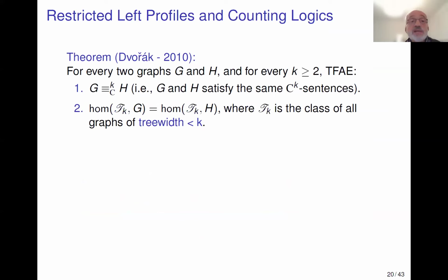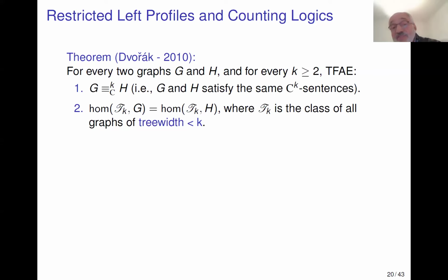to state this beautiful result by Dvořák in 2010, who saw that two graphs satisfy the same C^k sentences if they have the same homomorphism profile with respect to the class of all graphs of tree width less than k. I think this is a very beautiful result because it makes a totally unexpected connection between counting logic, or by Cai-Fürer-Immerman, the Weisfeiler-Lehman algorithm, and left profiles restricted to the class of all graphs of tree width less than k.